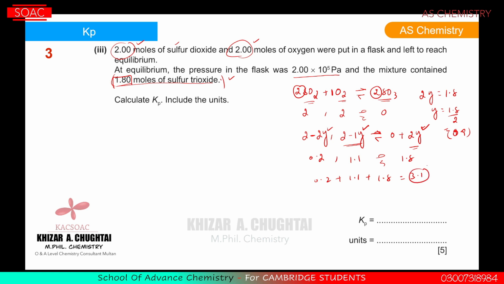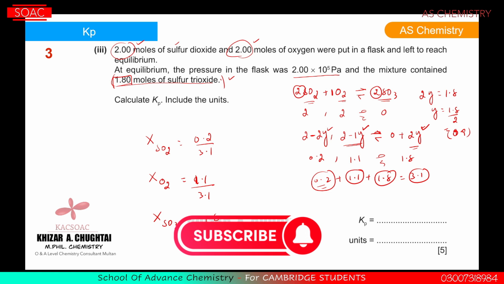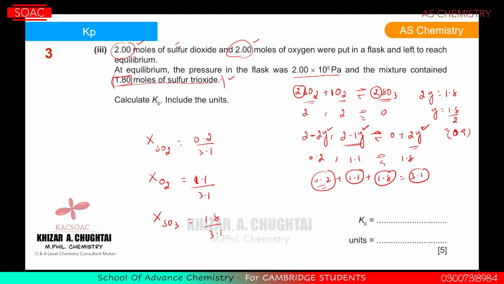3.1 is equal to total mole. What is the next step? That is to find the mole fraction. So what is the mole fraction of SO2? Mole fraction of SO2 is the mole of SO2, 0.2 mole, divided by the total mole, 3.1. What is the mole fraction of O2? 1.1 is the mole of O2 divided by total mole, that is 3.1. And what is the mole fraction of SO3? That is the mole of SO3, equal to 1.8 at the stage of dynamic equilibrium, and the total mole is equal to 3.1. So these numbers are called mole fraction. Now come to the last step.